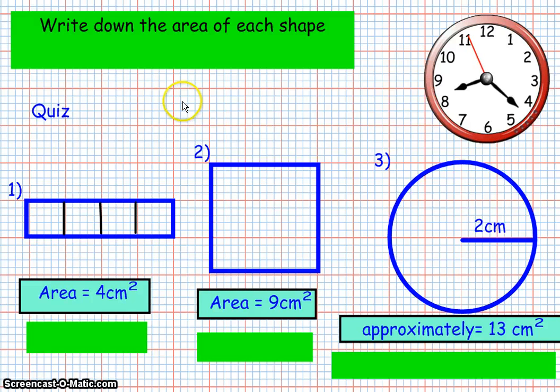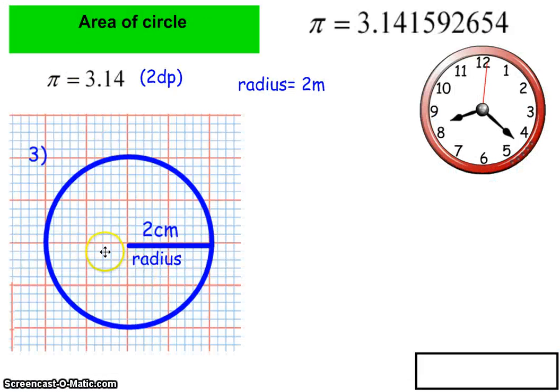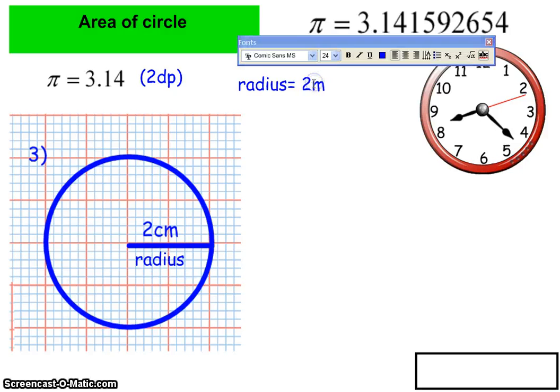Now let us introduce the area of a circle. So here we have our circle. This line from the center of the circle to the circumference is called a radius. So the radius of the circle is 2 centimeters.